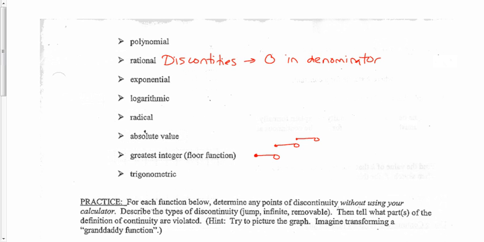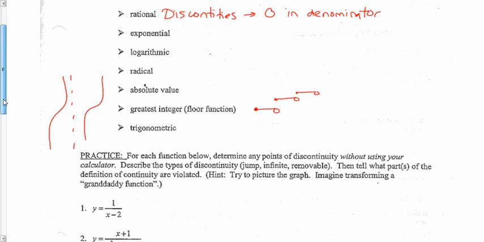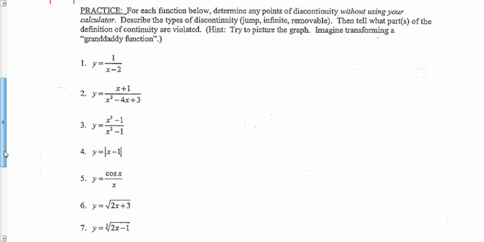Your trigonometric functions, your sine and cosine are going to be continuous, but your tangent is not. That's the one that's got the repeating kind of x cubed looking curve and then an asymptote. So there's a discontinuity throughout the tangent function. So let's look at the practice.